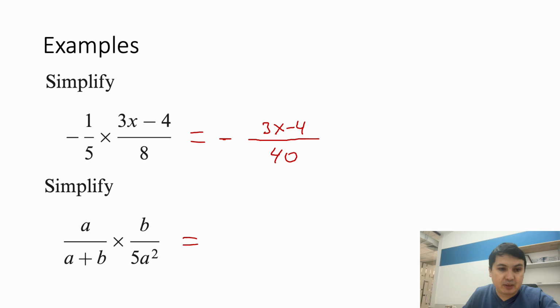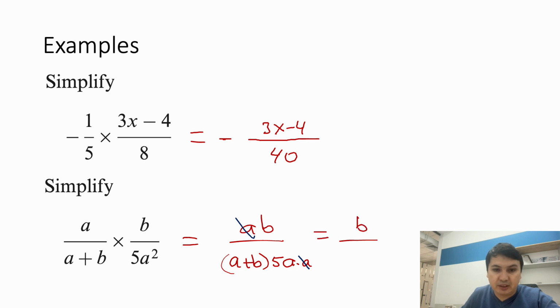Okay, let's do it quicker, faster. So a times b is ab in here. And here I get a plus b times 5a squared. a squared I can write as a times a. So then a's cancel. What did I get? Here I get b, here I get a plus b times 5. So again, I can take out 5 in the front, so 5 times a plus b. Or you can leave it as a plus b times 5 times a. That's also fine.